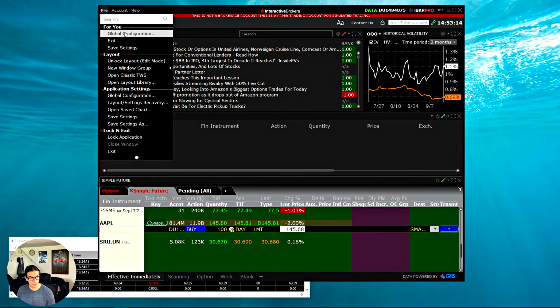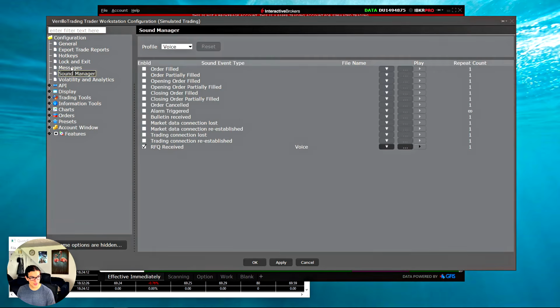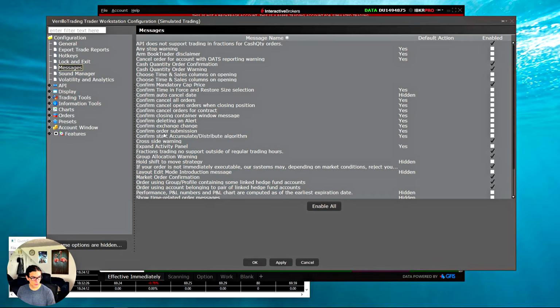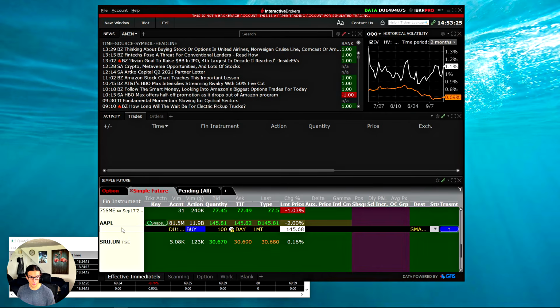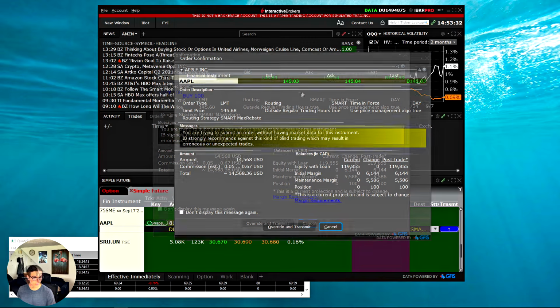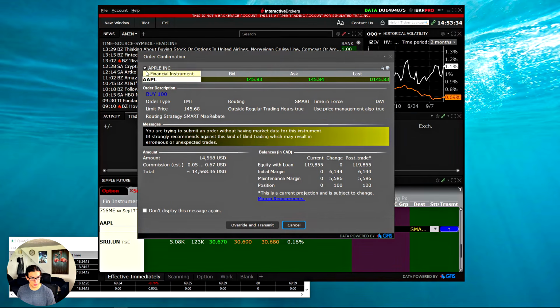You go to File, Global, then you go to Messages, and then you go here to confirm order submission. Make sure that this box is checked, and then you're going to get the confirm order window, and it's going to tell you what your initial margin is on the trade. So this is a trade, for example, of 100 shares of Apple stock. The amount is 14.5 grand USD. That's the total value of the shares that you would be buying in this case.